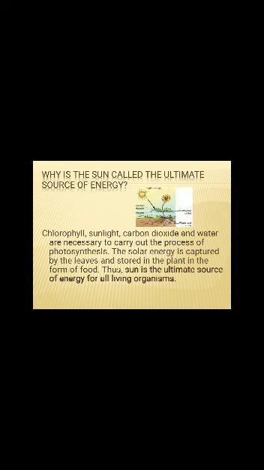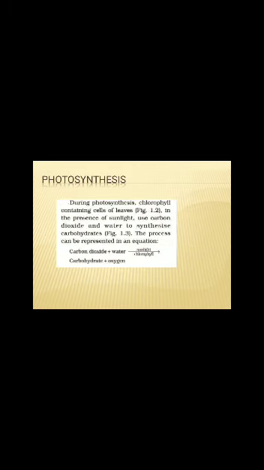Why is sun called the ultimate source of energy? Chlorophyll, sunlight, carbon dioxide and water are important to carry out the process of photosynthesis. The solar energy is captured by the leaves and stored in plant in the form of food. Now, this solar energy is used for making the food for the plant and hence we can say that sun is the ultimate source of energy for all living organisms.